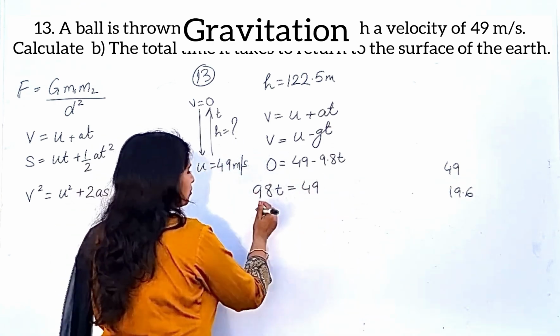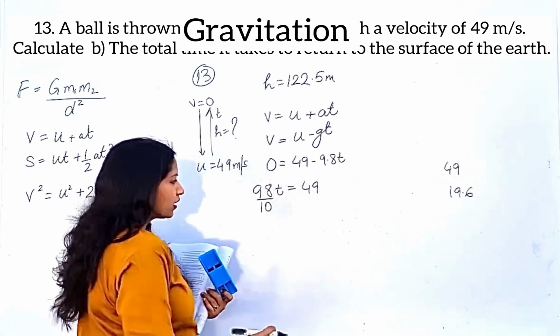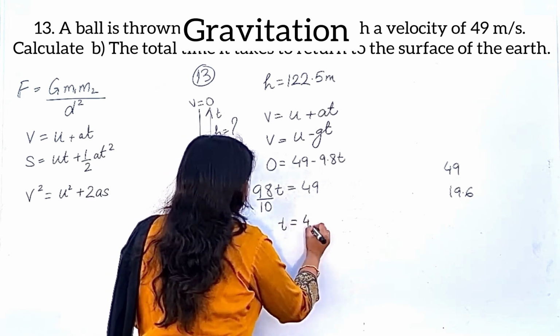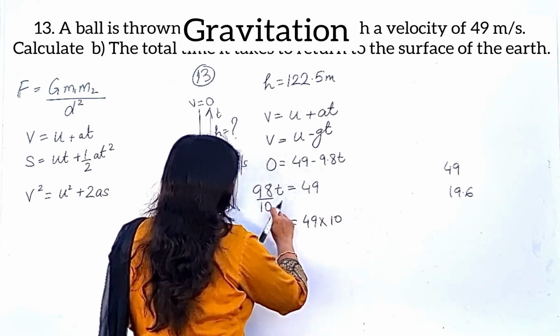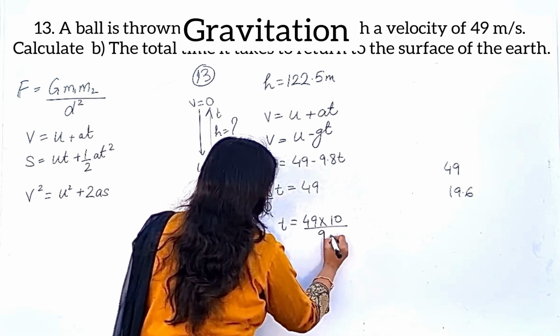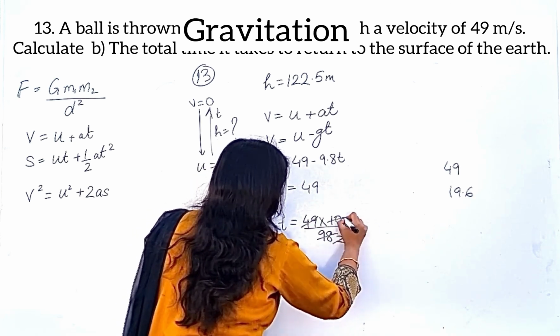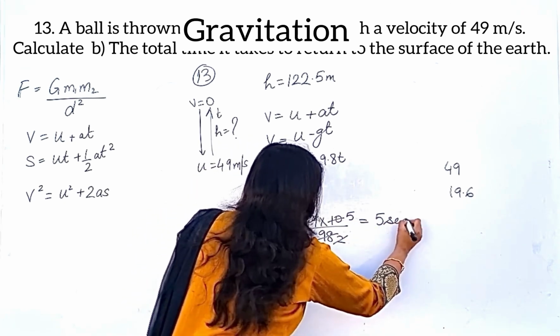I want to remove the decimal, so I will divide it by 10. Now leave the t here. We have to find it out. So 49, just cross multiplying that, 10 will go here and 98 will come down. 49 2 times, 2 5 times. So the time comes out to be 5 seconds.